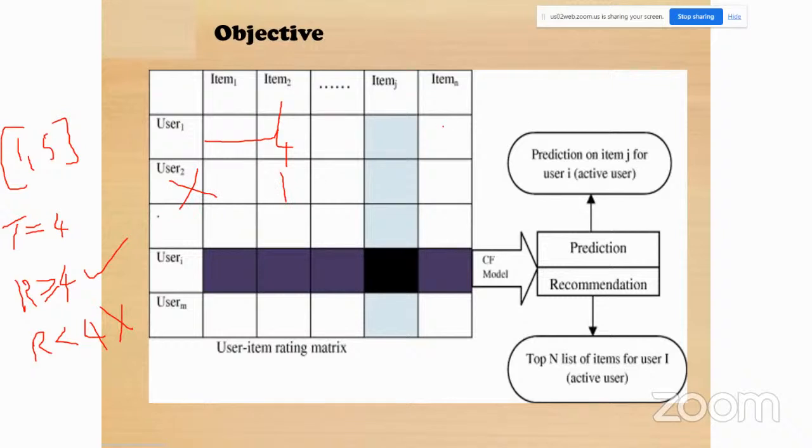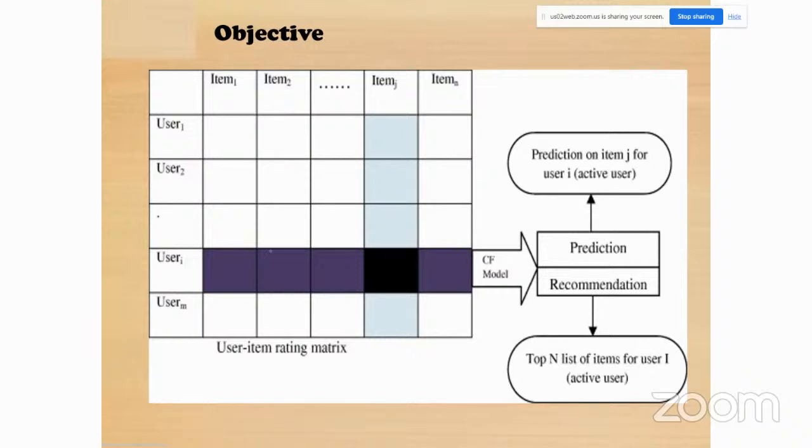If the rating prediction is, let us assume, 5, then item n is going to be recommended to user 1, like that. If the rating is 2, then item n is not going to be recommended to the corresponding user. So that is the basic idea, the objective behind this recommendation system.